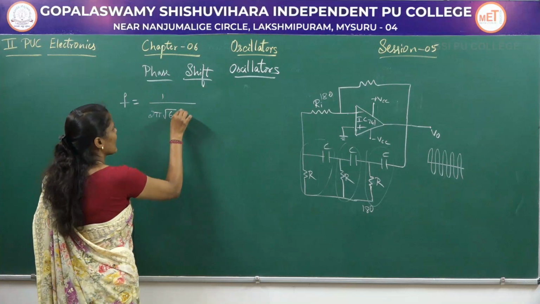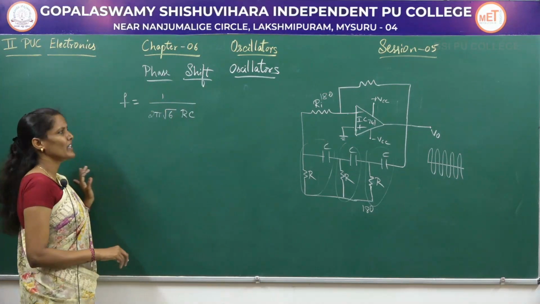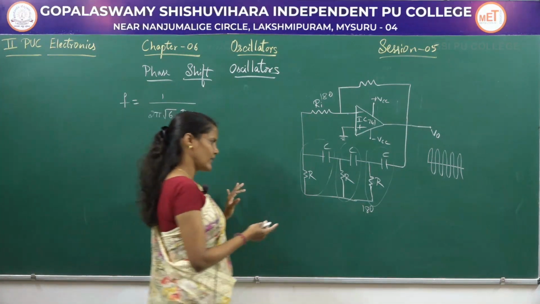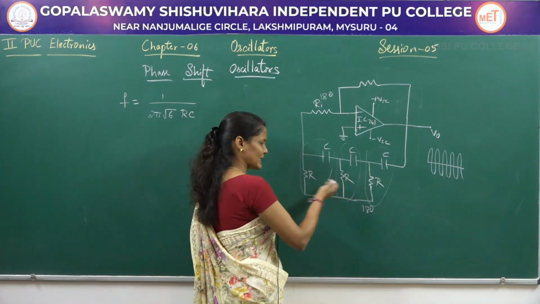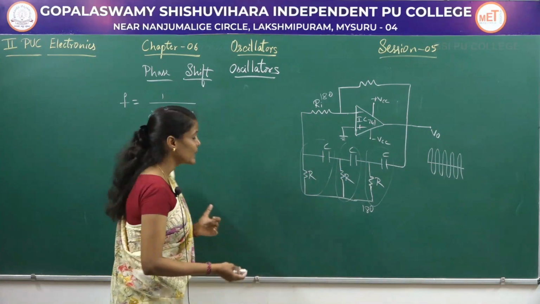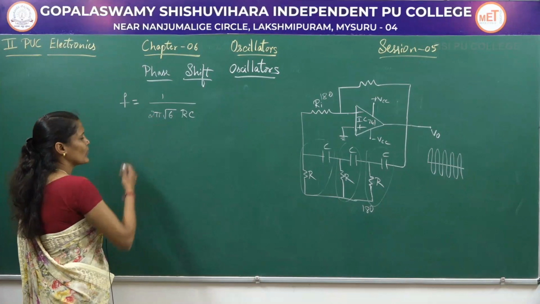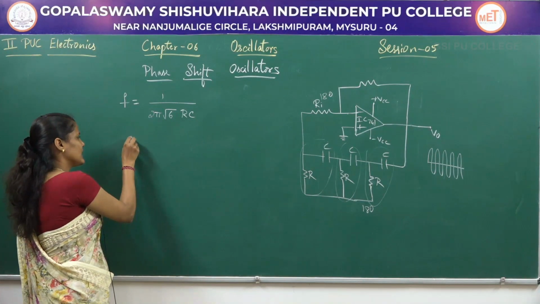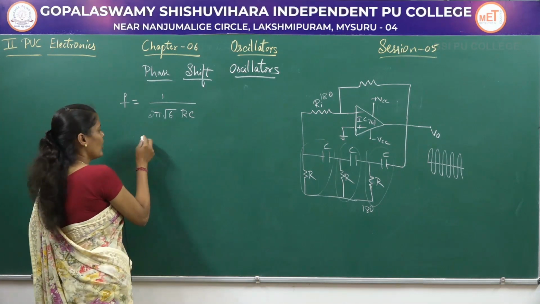And the frequency for this RC phase shift oscillator can be calculated using 1 by 2 pi root 6 R into C, where the R values will be the same, R1, R2, R3. If I call these R1, R2 and R3, all these values will be the same, and the capacitance value will also be the same. So, f is equal to 1 divided by 2 pi root 6 RC.